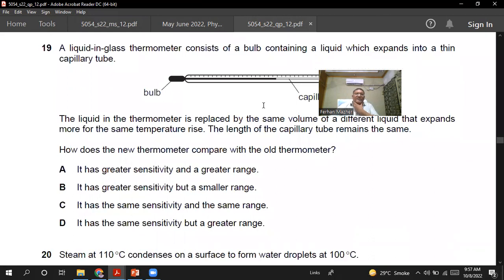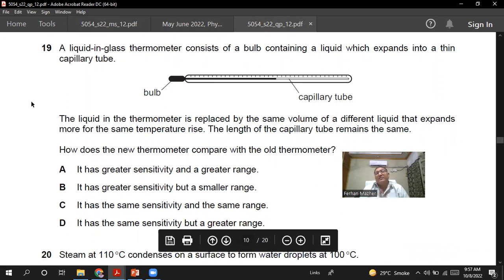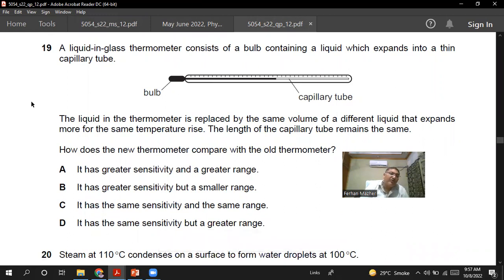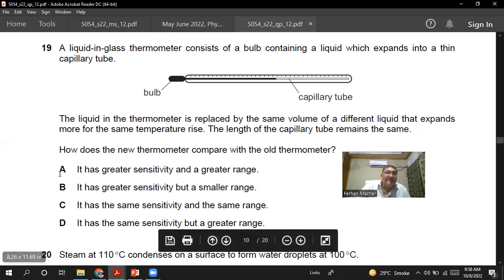Okay, so here we have the next question coming up on your screen. He says, a liquid-in-glass thermometer consists of a bulb containing a liquid which expands into a thin capillary tube. The liquid in the thermometer is replaced by the same volume of a different liquid that expands more for the same temperature rise. The length of the capillary tube remains the same. How does the new thermometer compare with the old thermometer? You see, now you have put in a liquid which expands more. So for a smaller rise in temperature, because that liquid expands more, it will reach the end of the thermometer. So by doing this, the thermometer will become more sensitive, but its range will decrease. It has a greater sensitivity but a smaller range. I think B is the best option.